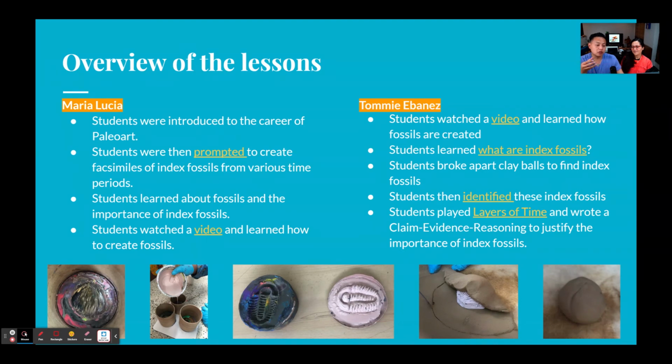And then they have to create a claim evidence reasoning where they have to explain and use the evidence that they have to figure out which species they think it is, and then use that qualitative data. This then gets backed up with a game called Layers of Time, where students then have to kind of move around these different index fossils and try to figure out what's the oldest rock to what's the newest rock.